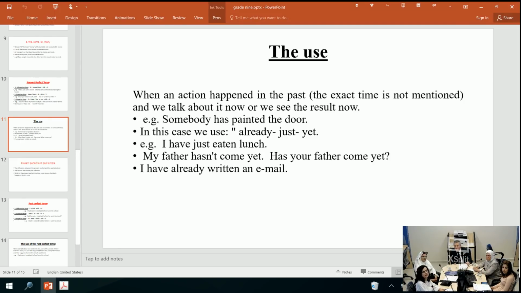Okay, Miss Huda, read the examples. Somebody has painted the door. In this case, we use already, just, yet. They are the indicators of the present perfect. Example: I have just eaten lunch. My father hasn't come yet. Has your father come yet? I have already written an email. So the importance of just, yet, and already is that they are hints, indicators to the student that we want the present perfect when we see these.